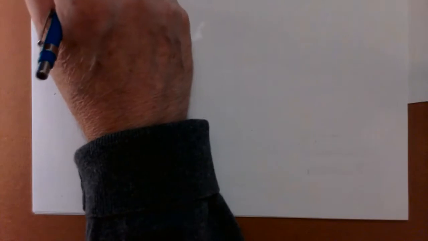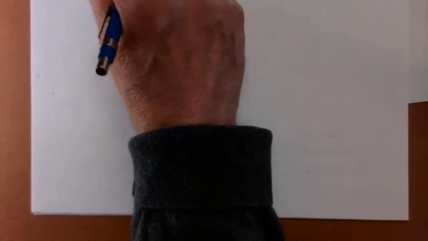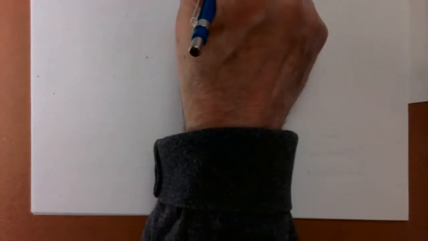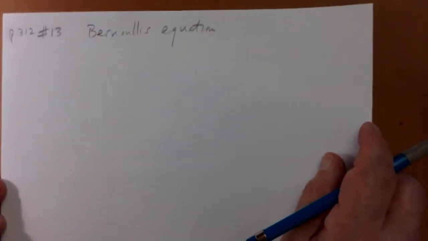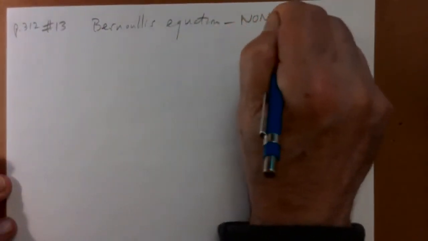So on page 312, number 13 is something called Bernoulli's equation. And the important thing about Bernoulli's equation is it is nonlinear.